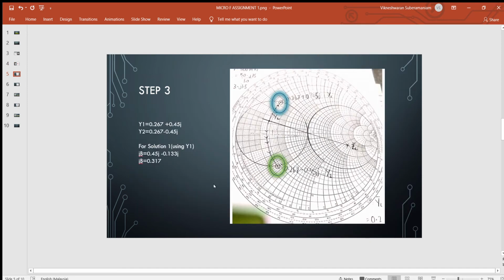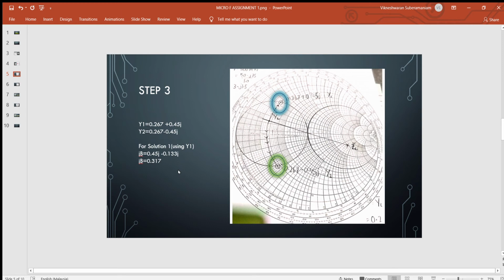The next step is, with the admittance we have calculated just now, we have to find the y1 and y2 values, which are the distances between the admittance and the blue point and the green point, which touch the unit circle. As you can see, the values of y1 and y2 have been stated on the left hand side of this presentation. After that, first we have to use y1.